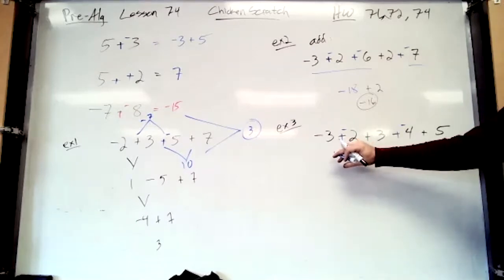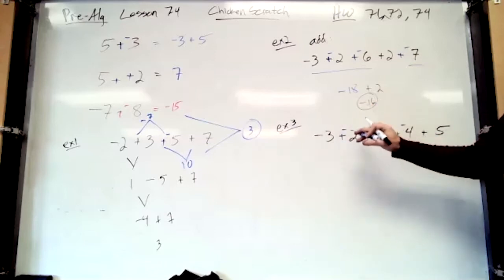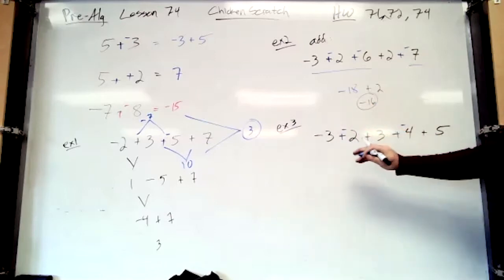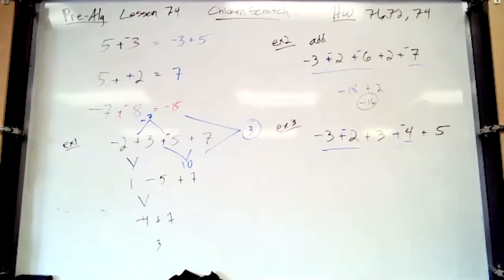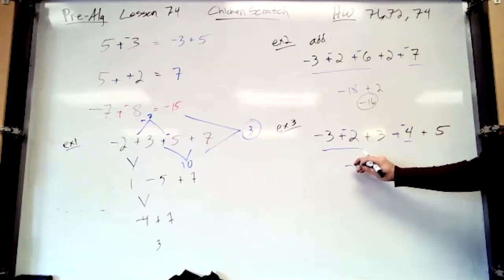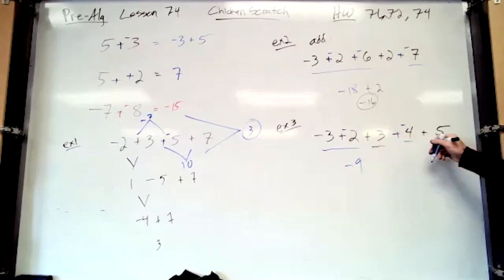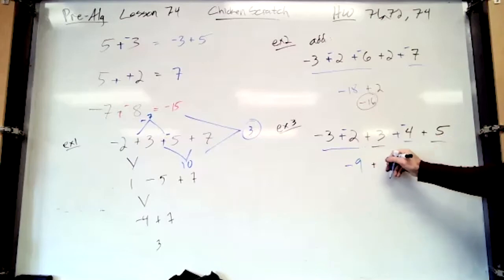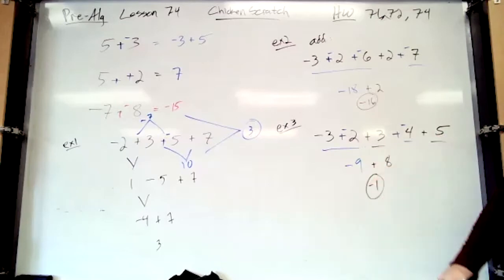If it's subtraction, chicken scratch it. All right, so now I've got 3 negatives added together. What is that? -9. Yeah. And then I've got 2 positives, so +8. They fight, you're left with -1.